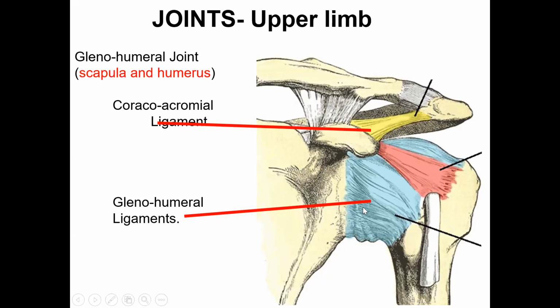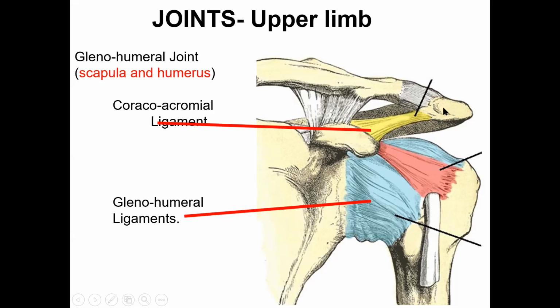We can also speak about the ball and socket joint of the shoulder that's called the glenohumeral joint. This is where the scapula, specifically the glenoid cavity, articulates with the humerus. This is the ball and socket joint that gives us most of the rotation of the upper extremity itself. It is secured or anchored by two important ligaments. One is called the coracoacromial ligament, which goes from the coracoid process of the scapula to the acromion of the scapula.